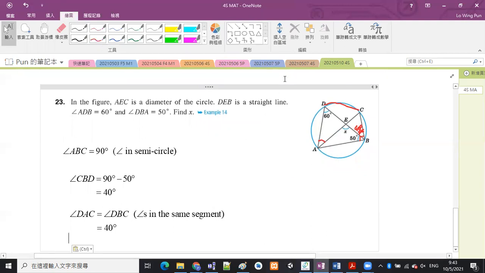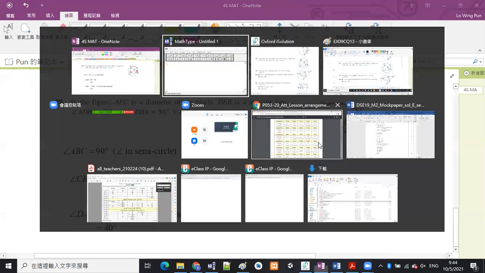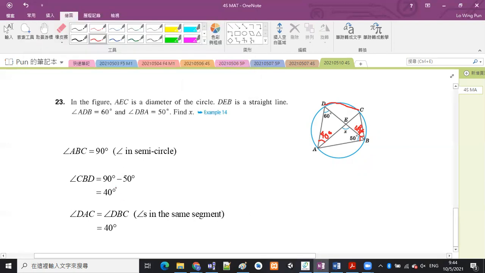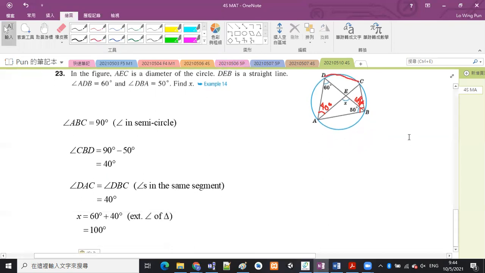Now, X, the required angle. X is an exterior angle of triangle AE dot. Now we have already found the two interior angles, 60 degrees and 40 degrees. Therefore, we can use the exterior angle of triangle to find the X. So X is equal to 60 degrees plus 40 degrees. Exterior angle of triangle. So the answer will be 100 degrees. Is that okay?